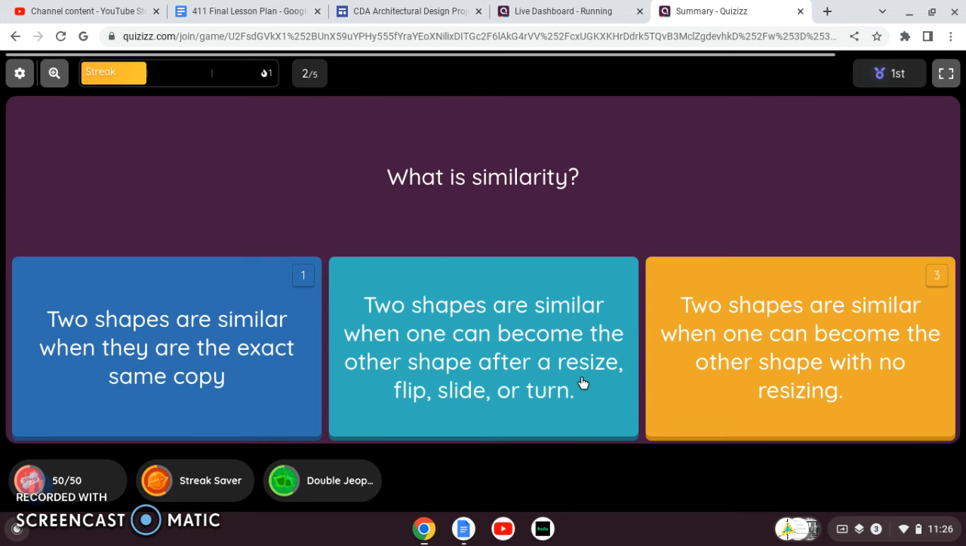If I look at the third one, it says 2 shapes are similar when one can become the other shape with no resizing. Well, I know that a lot of times with similarity, my shape is being dilated, so it's having a new size. So therefore, this second option has to be the correct answer, because right now we've been working a lot with resizing, not necessarily flips, slides, and turns, but just resizing and dilating our polygons or objects that we have.